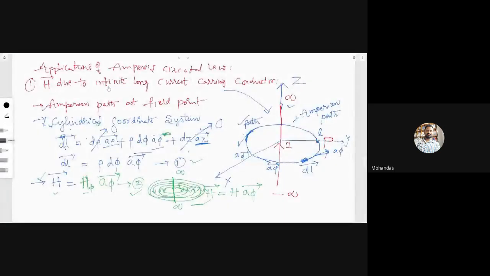So what is the first step here? First step is you have to select the Amperian path at the field point. Next, you have to choose a particular coordinate system and calculate this dl here. Later you have to calculate the H based on the direction of the magnetic field intensity. Before applying the third step, you should know the direction of the magnetic field intensity from Biot-Savart. Next, what is the fourth step? Fourth step in Ampere circuit law.